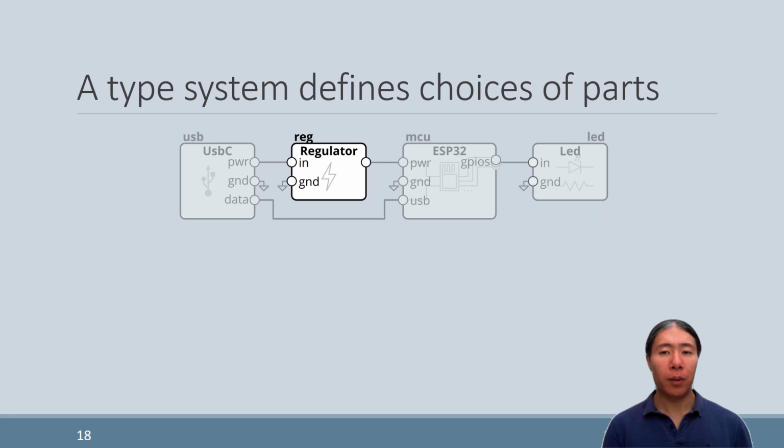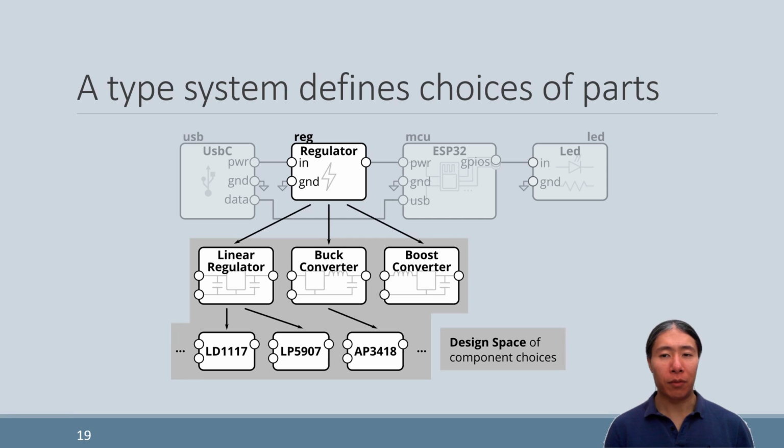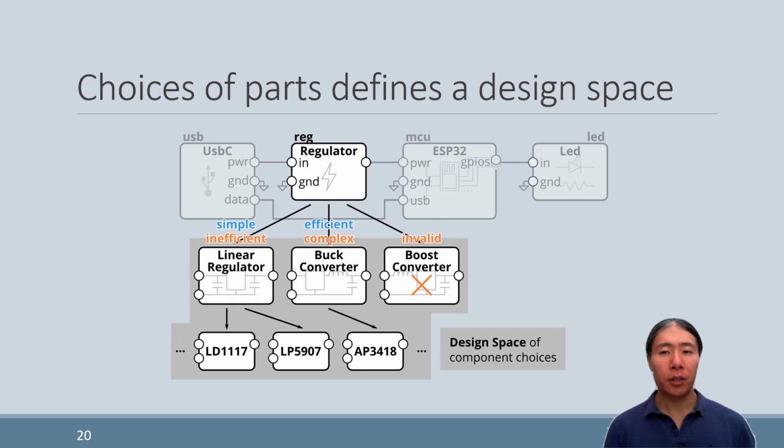These blocks are also part of a type system defining interchangeable parts, and a design can also contain abstract blocks that stand in for all subtypes. For example, this voltage regulator is abstract. Instead of naming a specific part, it is a generic three-ported block that any compatible regulator can be substituted into. The choices have different trade-offs. For example, linear regulators are simpler, buck converters are more efficient, while boost converters are invalid here. Ultimately, instead of defining one specific design, these choices encode a design space. As there isn't an objective best choice, we leave it open to the user.